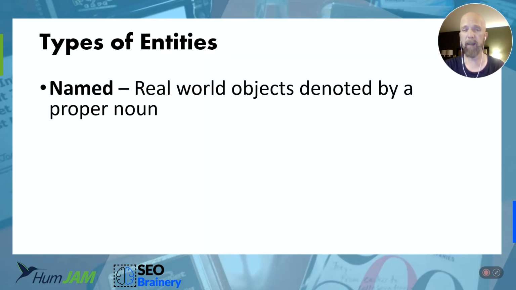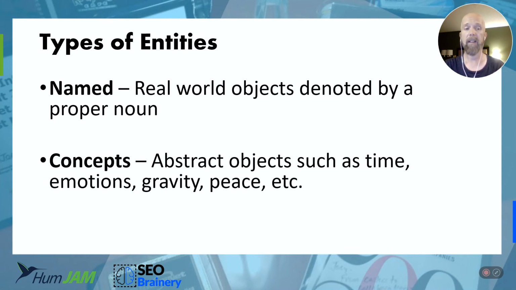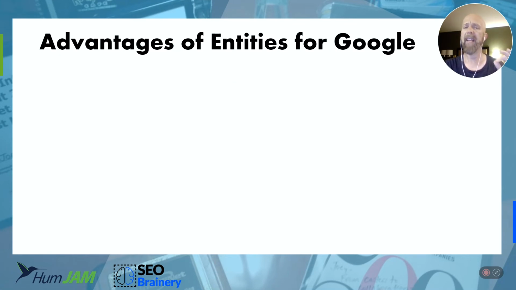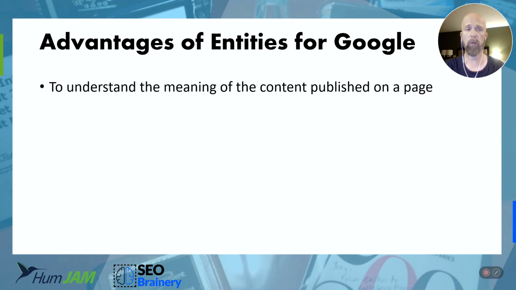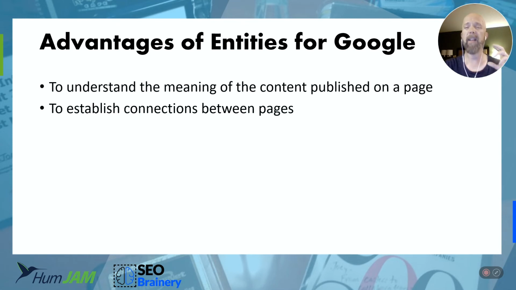So here are the types of entities. They're named, like real-world objects like Bugs Bunny, denoted by a proper noun. Or they're concepts like peace, like gravity, like wealth, like happiness. These are concepts. These also are entities as well. Now, the advantage of entities for Google is that Google can understand the meaning of the content that's published. You're giving extra meaning to the content that's not distracting the reader of your content. The reader wouldn't want to know all these extra connections while they're reading the article, but they would like to see more information or see it in some other context searches.